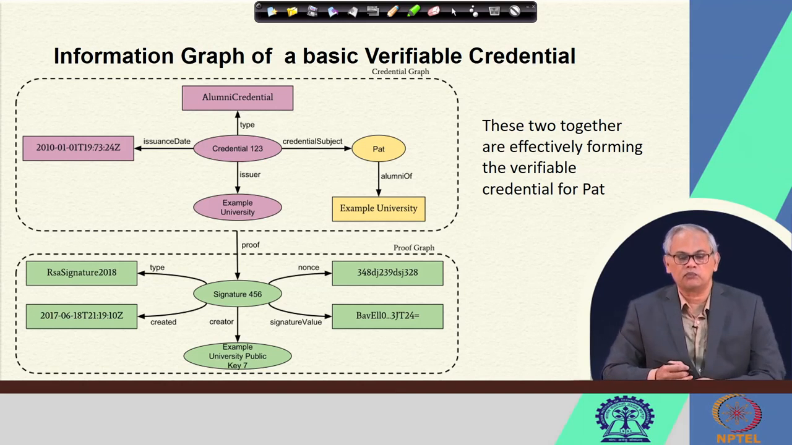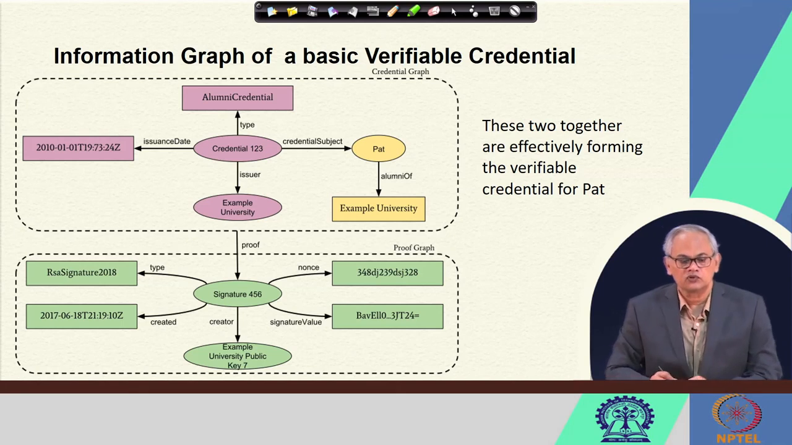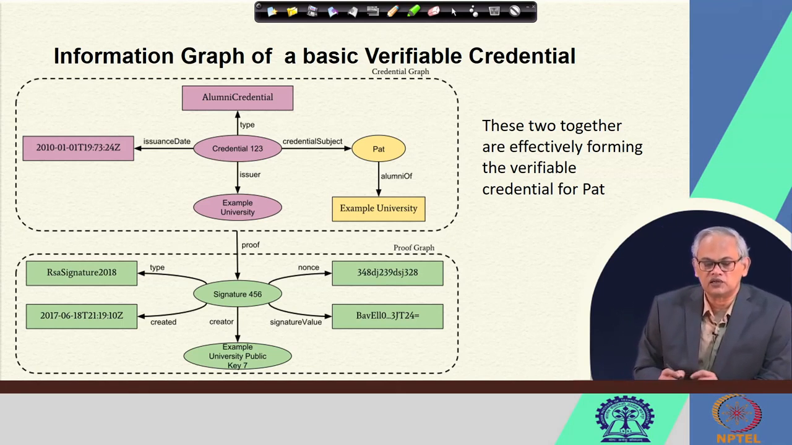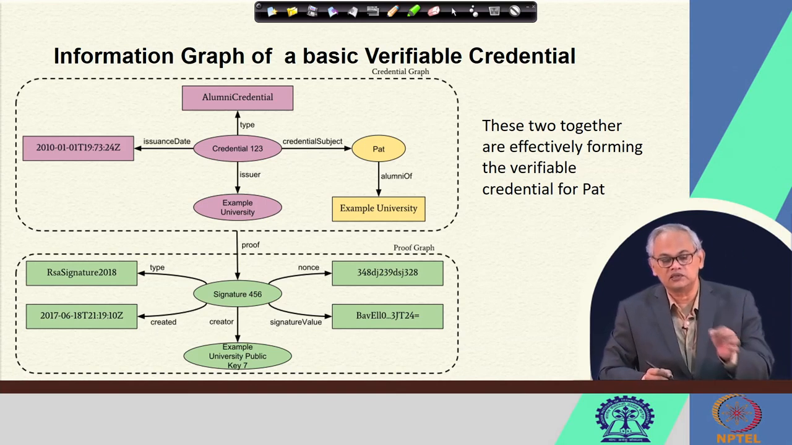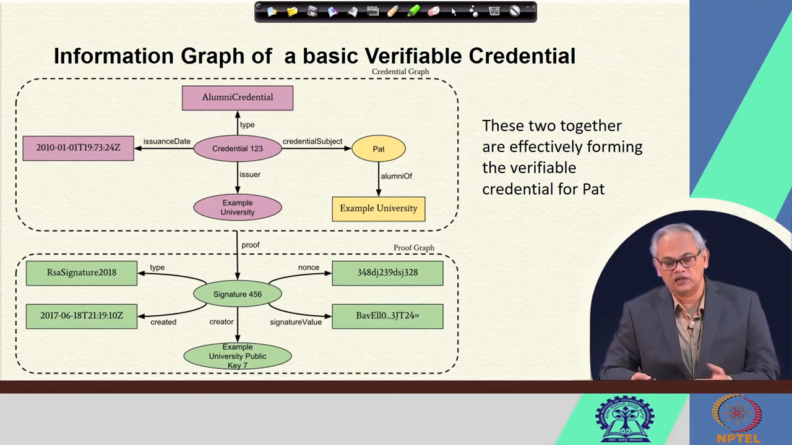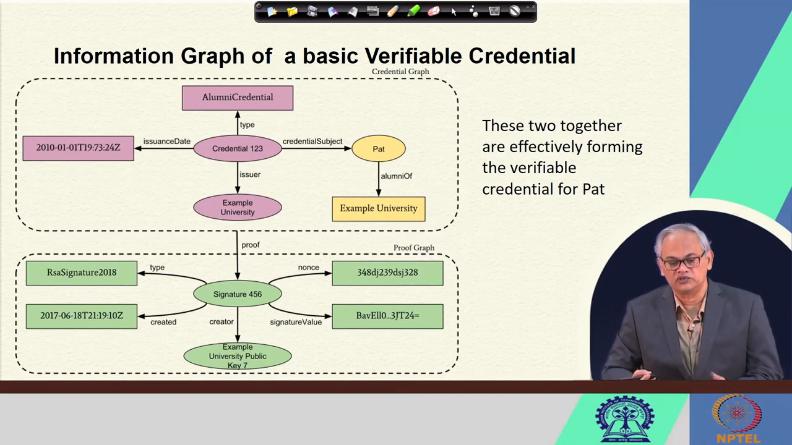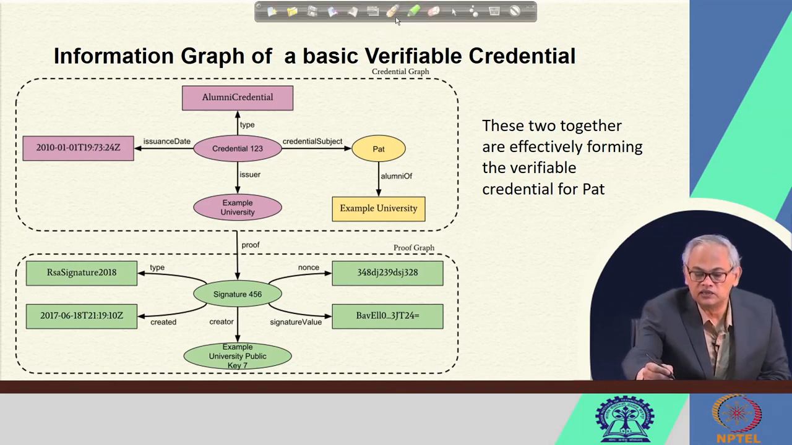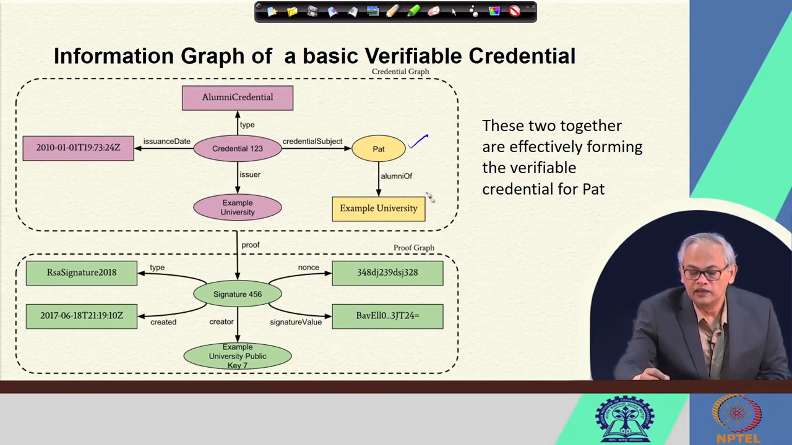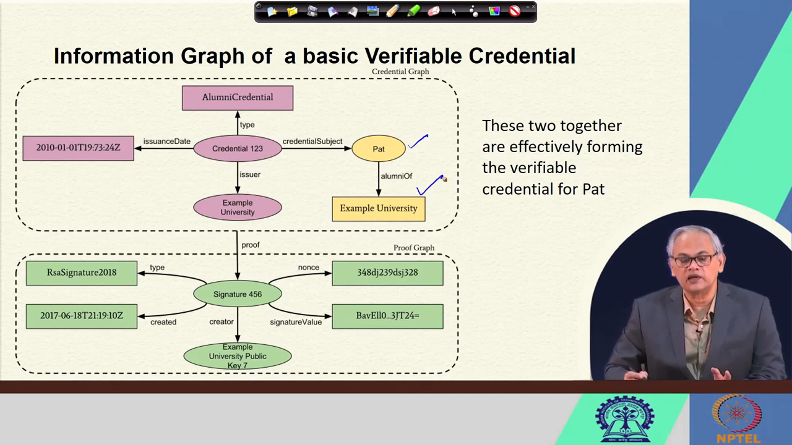So, here is this example, what is called the information graph of a basic VC. Here what we have is that there is a credential, say 1, 2, 3, and then the credential subject. So, this credential is about Pat, and what is this type of credential? This is an alumni credential, and who is issuing that? It is being issued by that example university. So, what does it say? It makes the claim that Pat, as we see here in this diagram, is an alumni of the example university. So, that is the claim that is made.